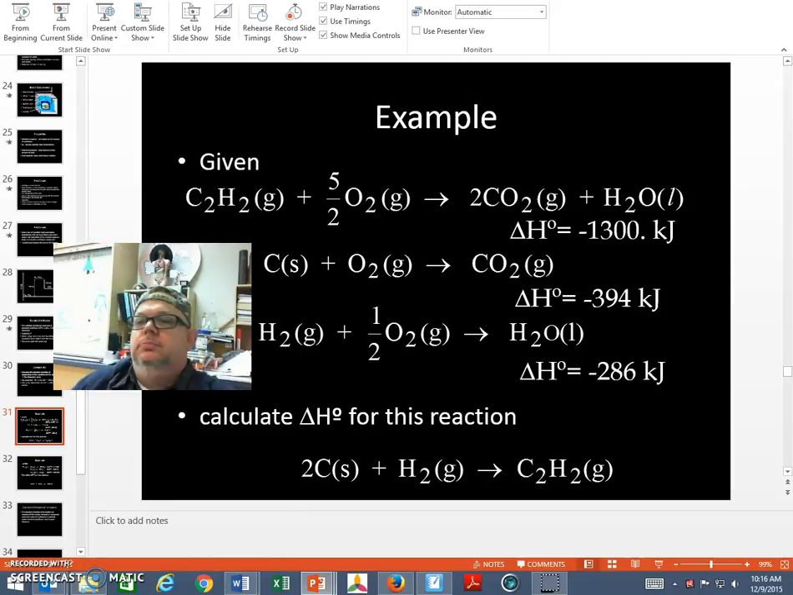2. All right. And then our last one is the H2 plus 1/2 O2 gets us H2O. Do we need to change directions? Nope. Do we need to multiply by any numbers? Nope. So then we just simply add them up, and that's it. Now remember, if it's negative, it's exothermic. If it's positive, it's endothermic. Okay, let's move on.